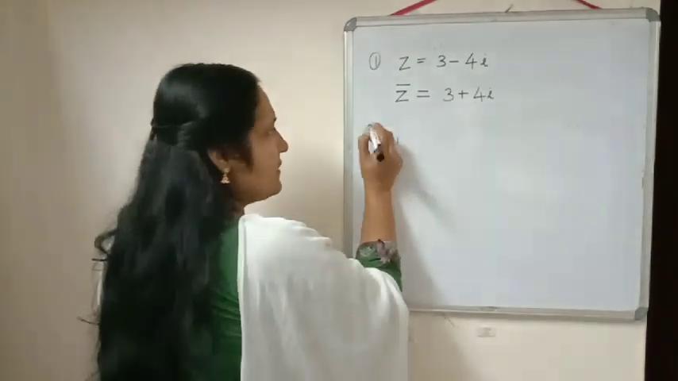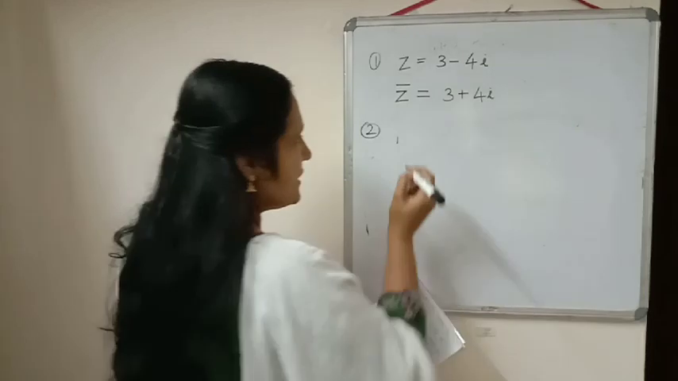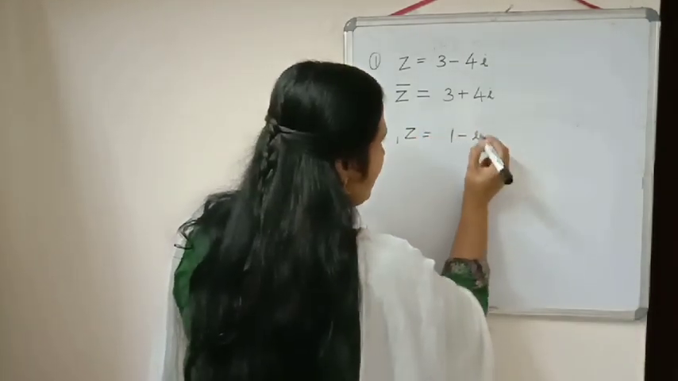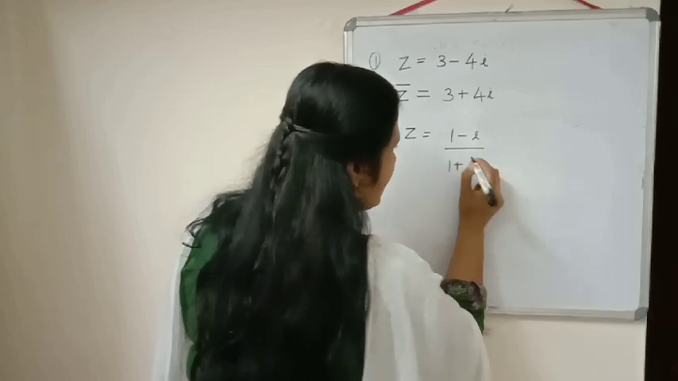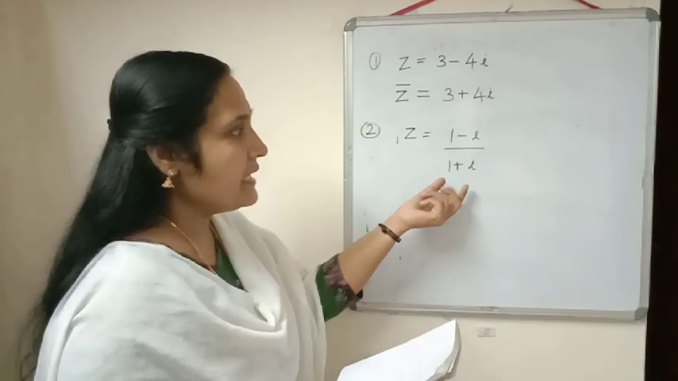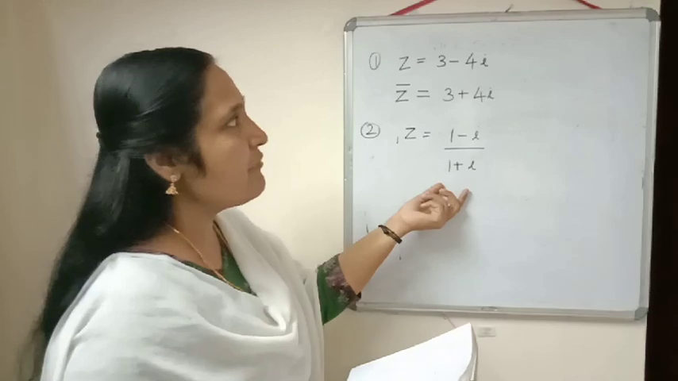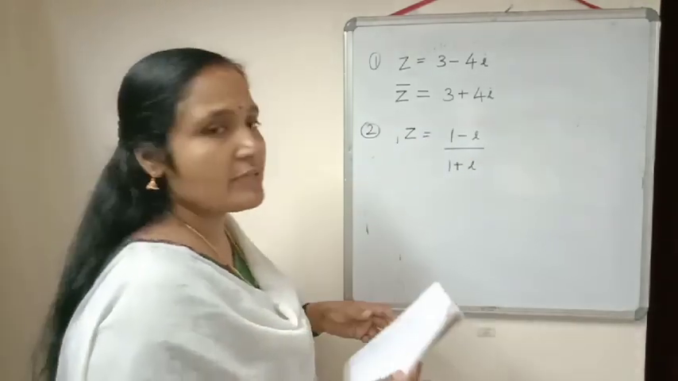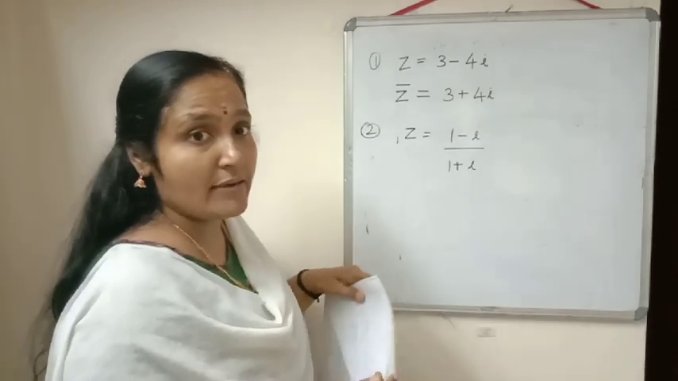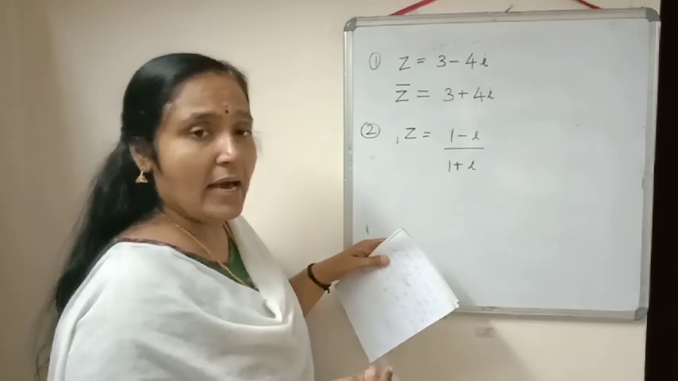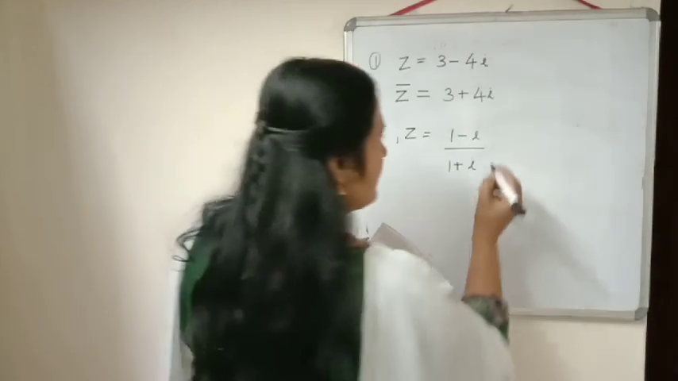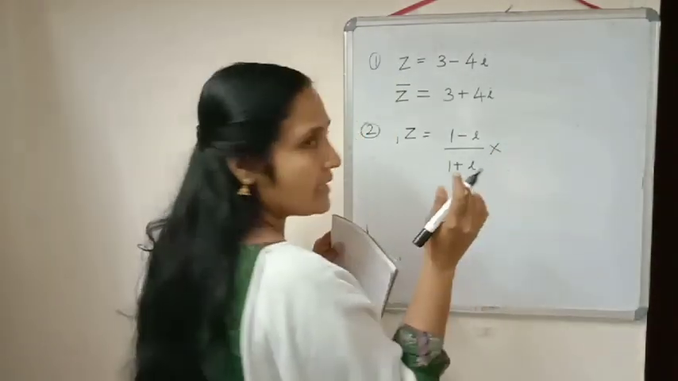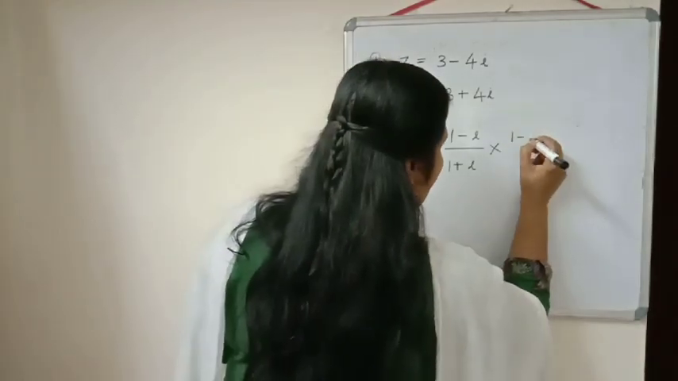Now we'll do the second question. Second question is z is equal to (1 minus i) by (1 plus i). Now you can check, we have i in the denominator, but standard form is z is equal to x plus iy. So for that, first what we will do to convert into standard form? Yes, we will rationalize the denominator. So to rationalize the denominator, we will multiply both numerator and denominator by 1 minus i.